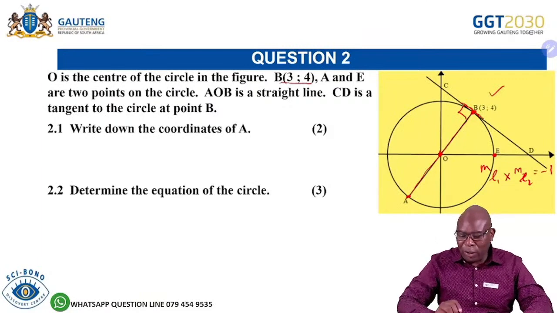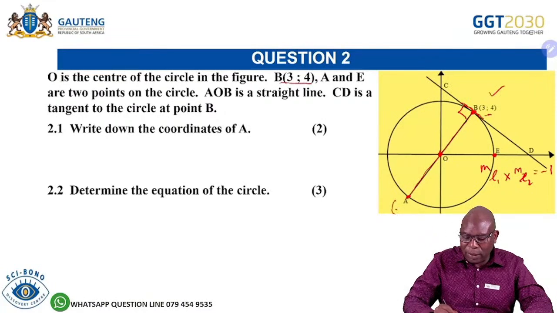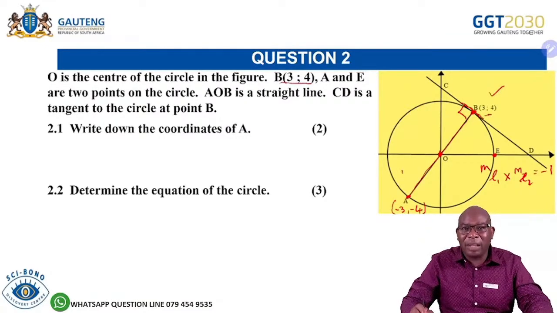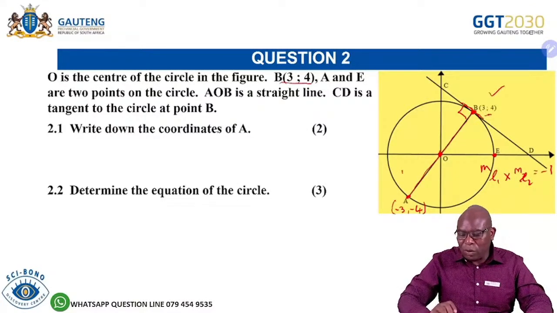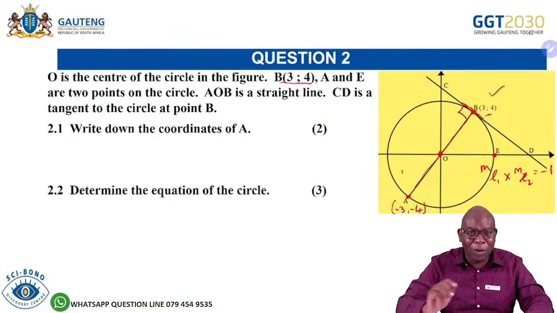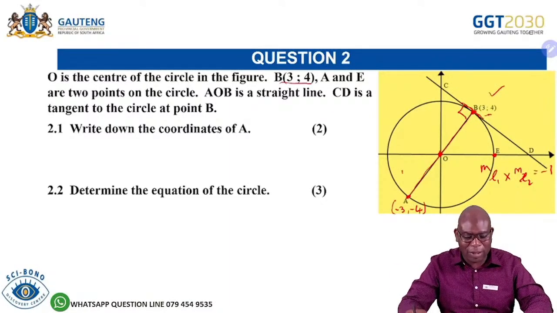What else do I know about that? If that point is 3 and 4, that point there is going to be minus 3 and minus 4. Okay, flip that around. Remember, this is in the third quadrant. The third quadrant, the x is negative, the y is negative. So I flip that around. So already I've got that. So what else do I need? Nothing. Can I go to my questions now?